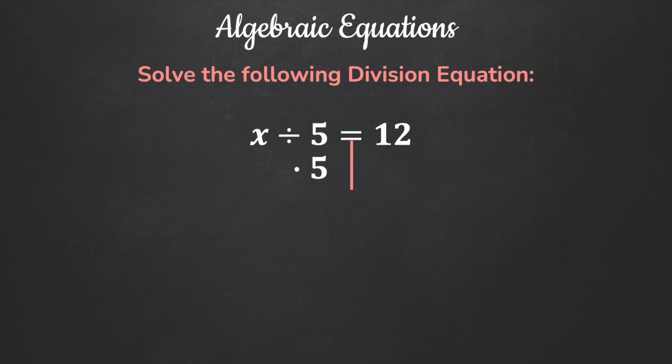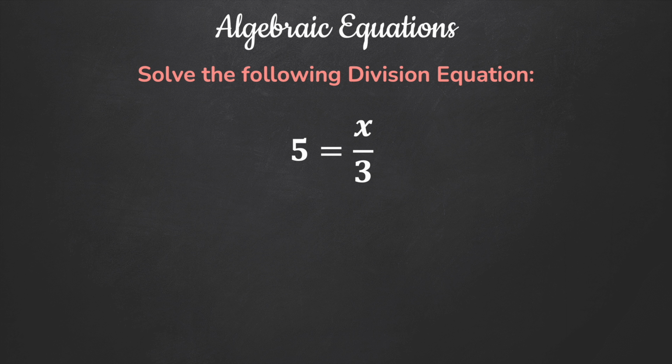However, if we multiply by 5 on the left side, we have to do the same thing on the right side to keep this equation balanced. Now, these two cancel out, so on the left side, all we have left is the x. We're going to bring down the equal sign, and then 12 times 5 is equal to 60. So x is equal to 60. If we went back and substituted x for 60, we would have 60 divided by 5 is equal to 12. And because that is true, we know that we got the right answer, which is x is equal to 60.